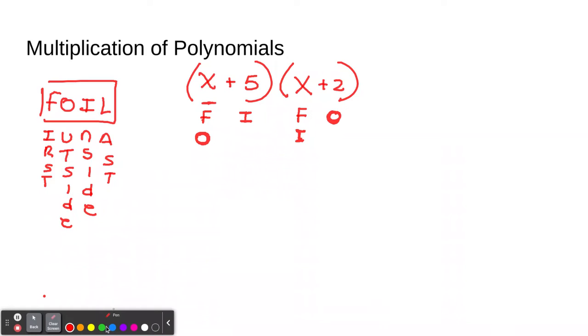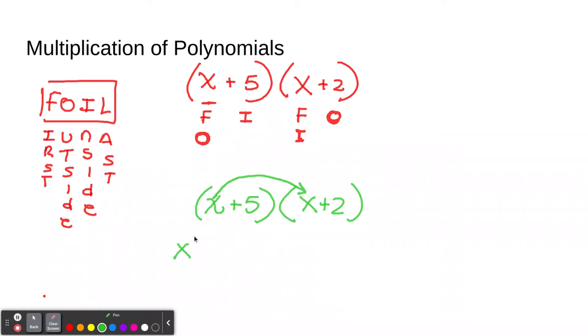So let's just use another color here. So there's one binomial, and here's the other one. So let's do it. So we're going to take the first term. This is the first term, and we're going to multiply it by the first term, the first term in the other binomial. And x times x is x squared. So that's how I got x squared.